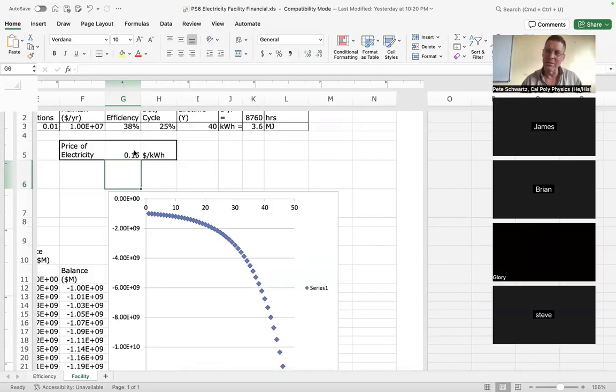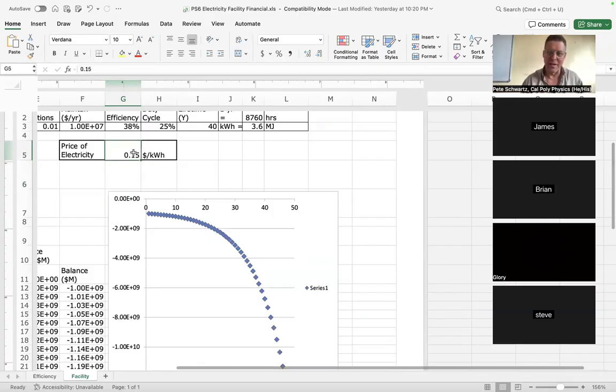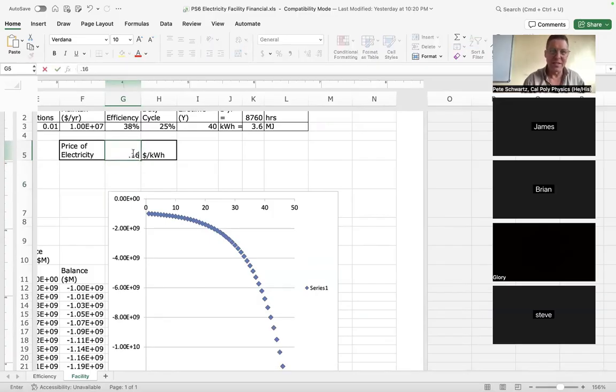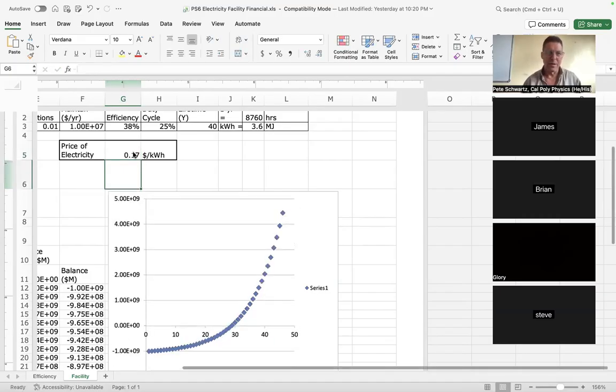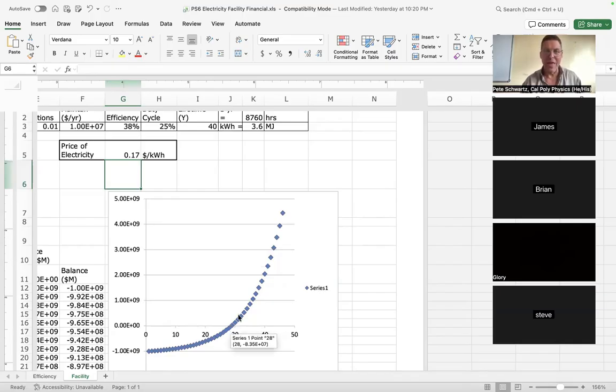And you're like, well, no, we're not quite as deep into debt. How about 16 cents per kilowatt hour? That's a little better. How about 17 cents a kilowatt hour? And you're like, oh, okay, it will take us 30 years to pay off the loan. And after that, we'll have a lot more money.